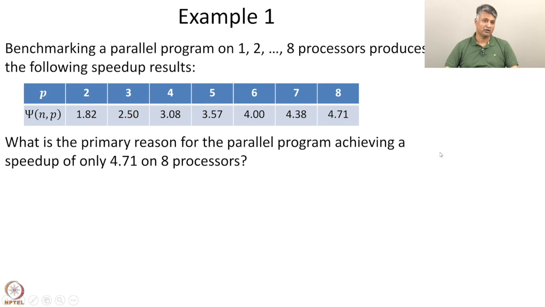What I need to figure out is the primary reason for the parallel program achieving a speedup of only 4.71 on 8 processors. Is it inherently the sequential nature of the program, in the sense, is there a large sequential chunk, or is it because of the parallel overhead as I keep increasing the number of parallel processors? Okay, so let's see what the primary reason is.